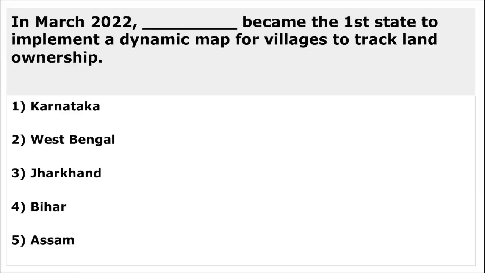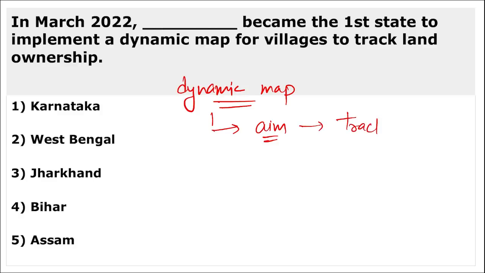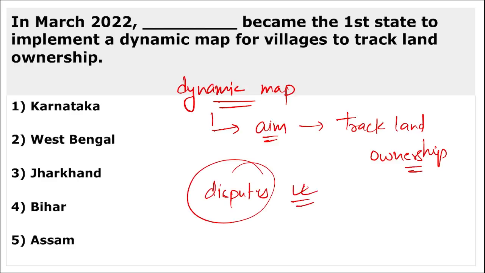So friends, let's start. The first question being asked here is you have to tell us the name of the first state that has implemented a dynamic map for villages. What has it implemented? A dynamic map. What is the aim of this dynamic map? It is to track land ownership, so that disputes between the two parties can be resolved easily with the help of this digitization process. A dynamic map for villages in order to track land ownership.